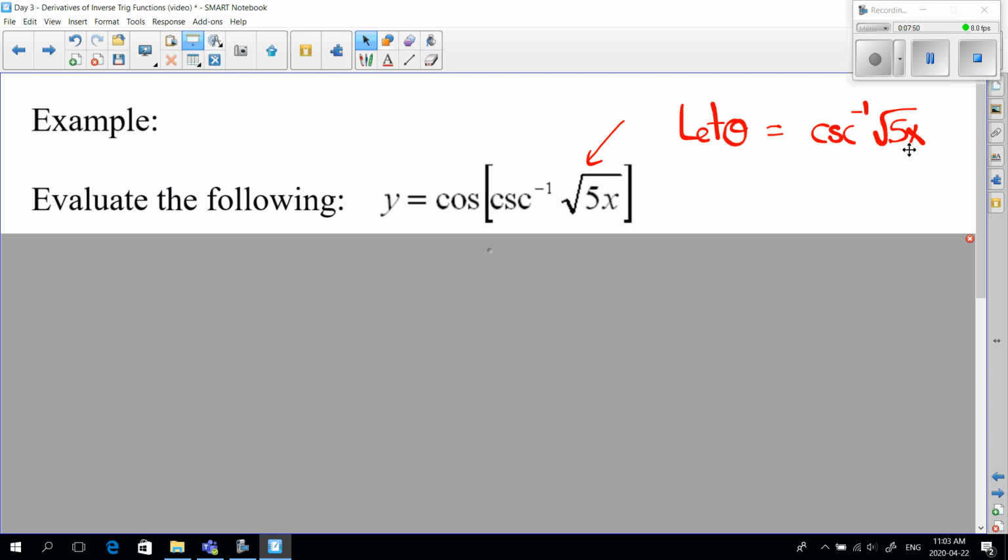I said let theta equals. Okay, so if theta equals this, see if you can follow the example from the previous page to get the answer. Okay, so pause the video, give that a try.